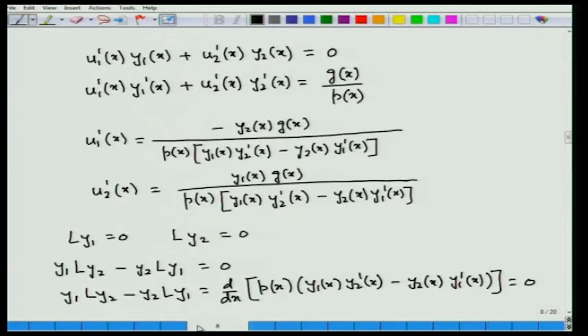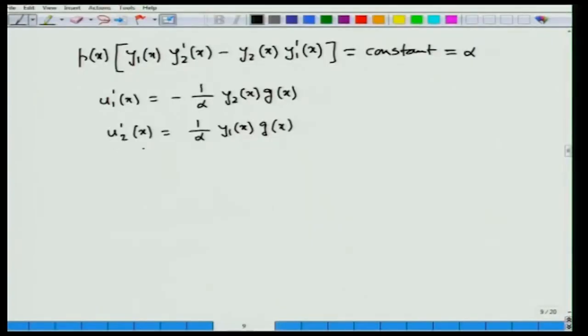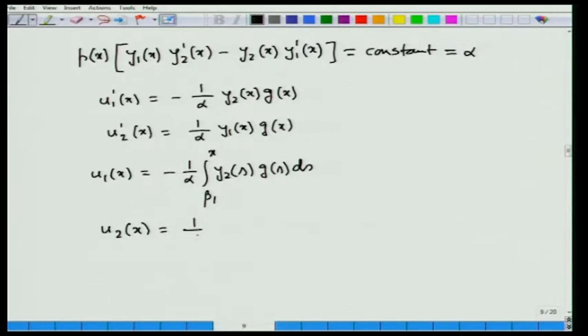And since this is equal to the constant alpha, the denominator is equal to alpha, so we have this result for u1'(x) and u2'(x). Now, integrating u1'(x) from some arbitrary constant, say beta 1, to x, we can write u1(x) equal to minus 1 by alpha integral from beta 1 to x of y2(s) g(s) ds. And similarly, u2(x) is equal to 1 by alpha integral from beta 2 to x of y1(s) g(s) ds.